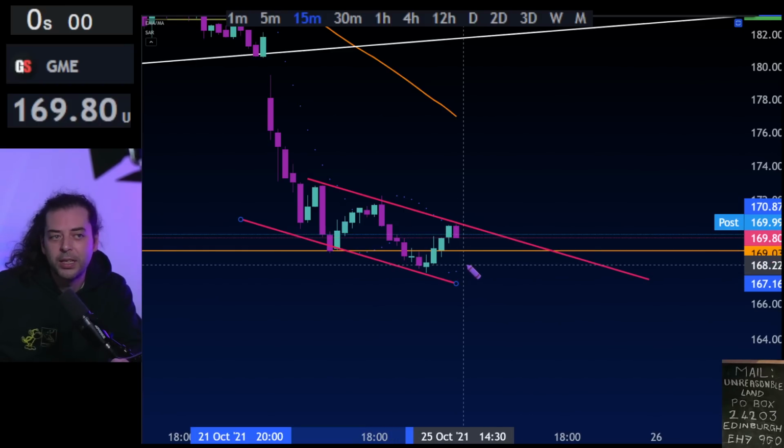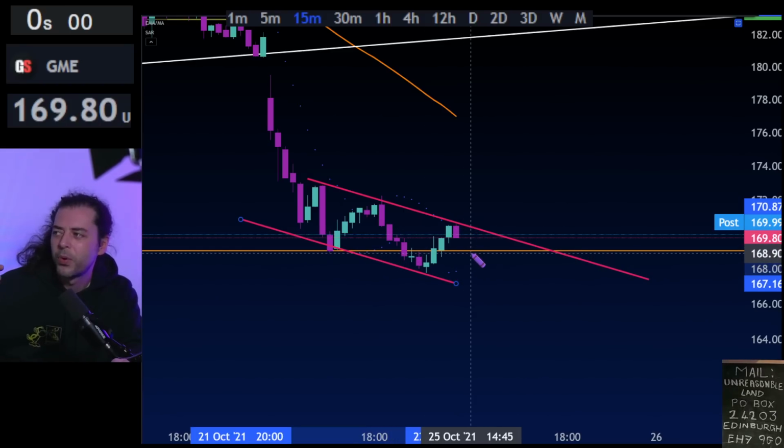Maybe a higher low comes in. Tomorrow's price action might not start off with rip roaring positivity.